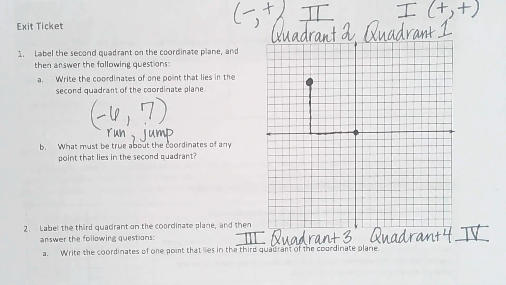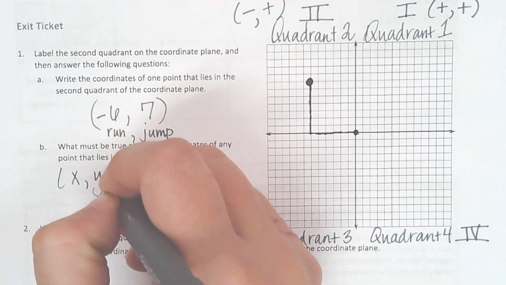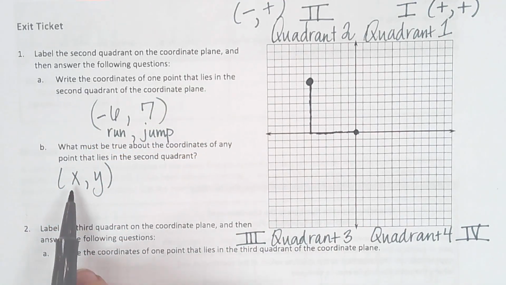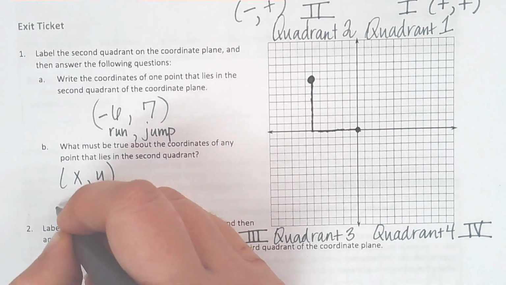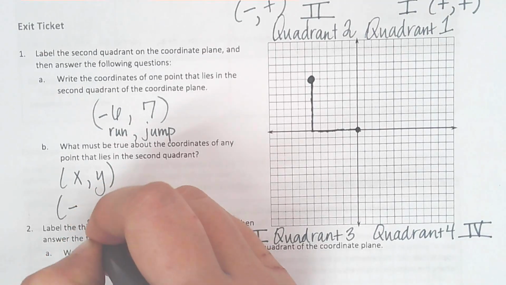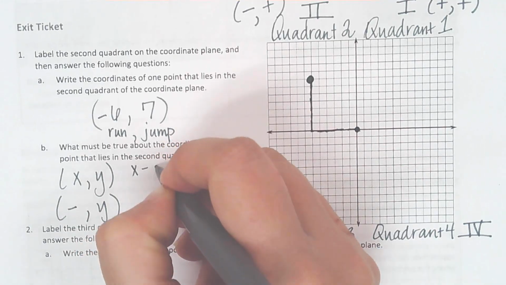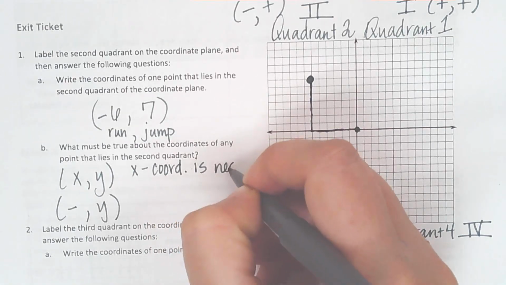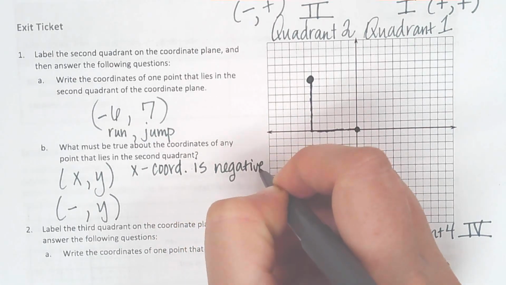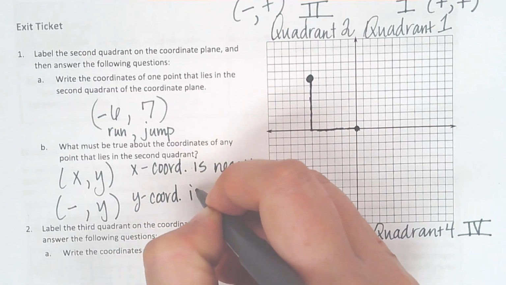So what must be true about the coordinates of any point that lies in the second quadrant? What has to be true about our X and Y? That's what it's asking. What's going to be true about our X coordinate and our Y coordinate? Okay, but which one? X is negative, Y is... So the X coordinate is negative, and the Y coordinate is positive.